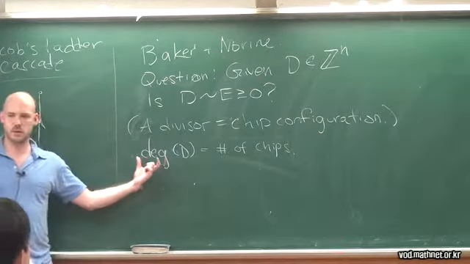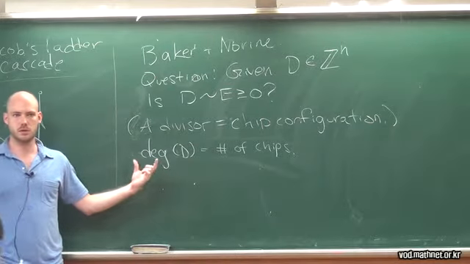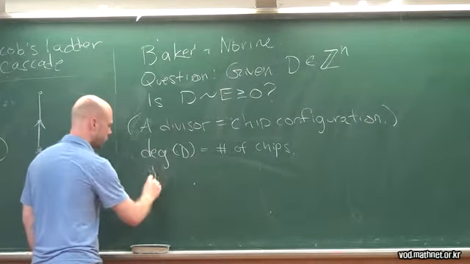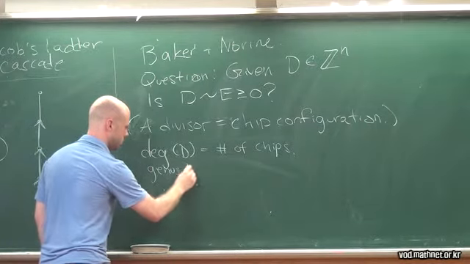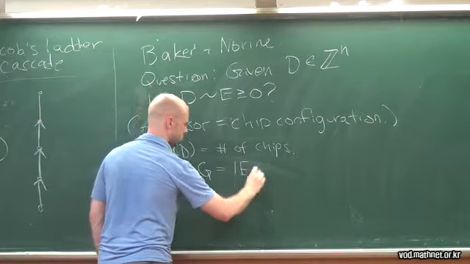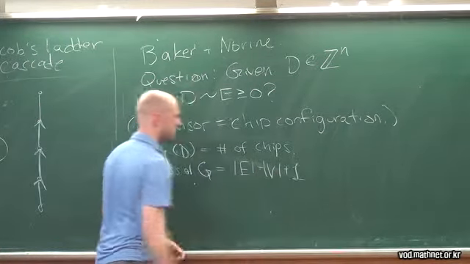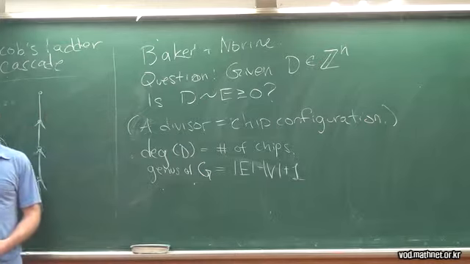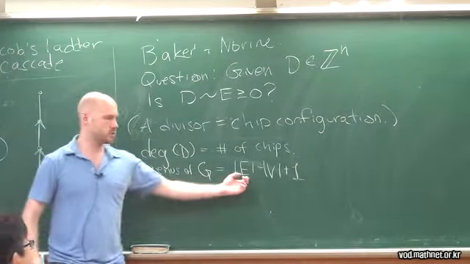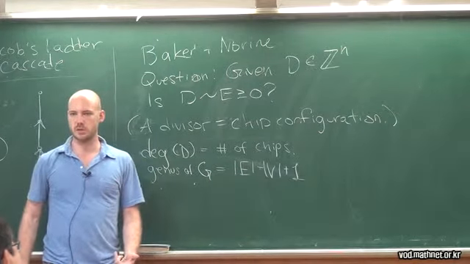So if I refer to the degree of a divisor, this just means the number of chips. Okay? And also I want to say the genus of the graph is the number of edges minus the number of vertices plus 1. So you can think of this as an Euler characteristic, or equivalently this is the dimension of the cycle space of the graph.